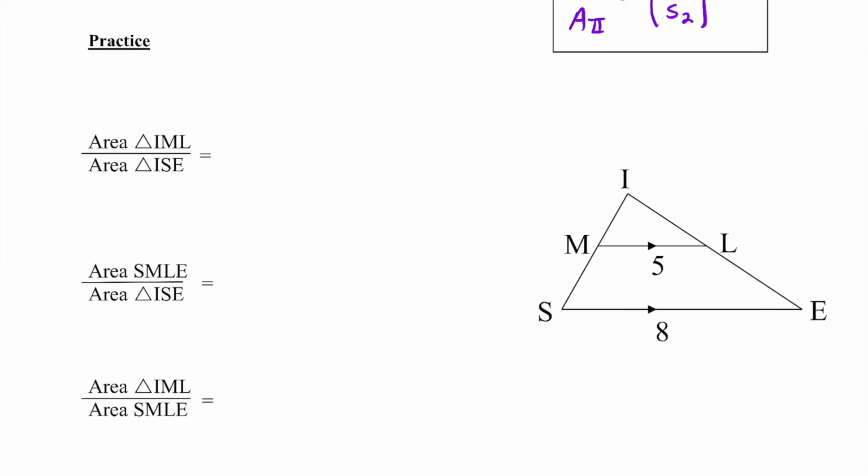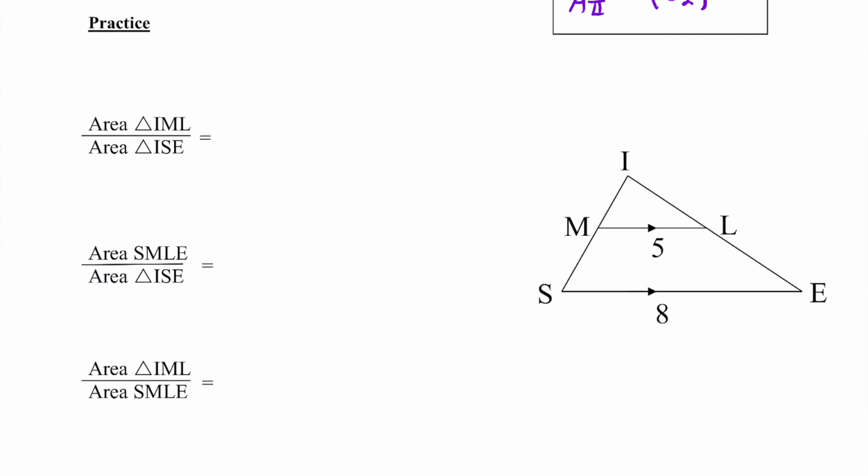So looking at this diagram, first, let's go to the left side. It asks us to find the area of triangle IML to triangle ISE. Okay, where are those? IML is this little one. ISE is the biggest one. Do those triangles have shared base, shared height? I don't think so. They're different sizes, but they are similar. We've got those parallel lines, which gives us similar triangles. So then what is the ratio of the corresponding sides?